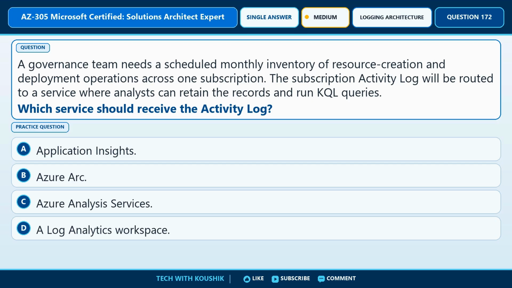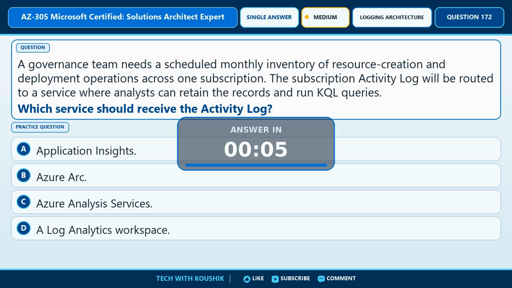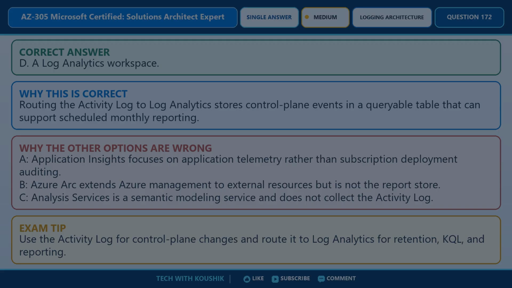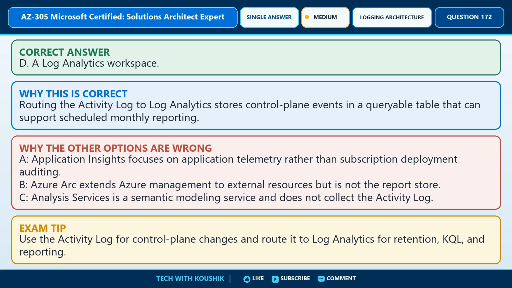Review the options. Option A, Application Insights. Option B, Azure Arc. Option C, Azure Analysis Services. Option D, a Log Analytics workspace. The correct answer is option D, a Log Analytics workspace. Routing the activity log to Log Analytics stores control plane events in a queryable table that can support scheduled monthly reporting.